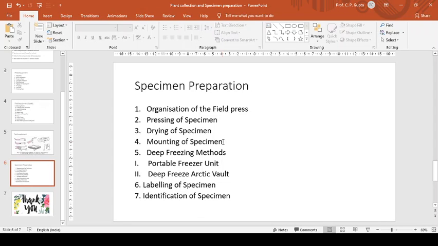Now comes mounting of the specimen. The process by which a dry specimen is attached to a mounting paper or a herbarium sheet, and the label is affixed at the lower right corner of the sheet, is called mounting. The standard size of a herbarium sheet is 28.75 by 41.25 centimeters. Heavy handmade card sheets are used as herbarium sheets.